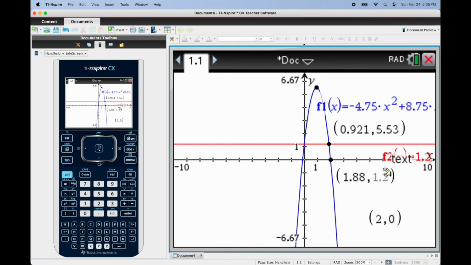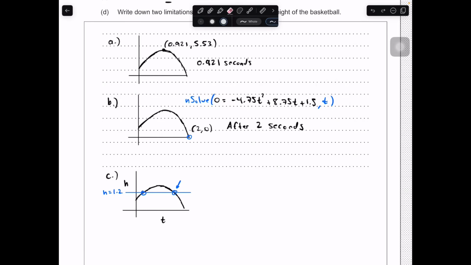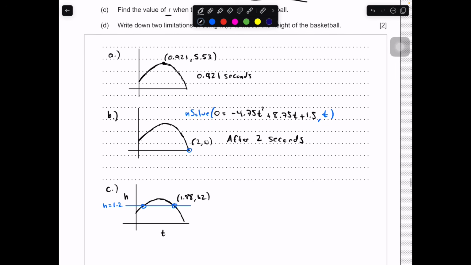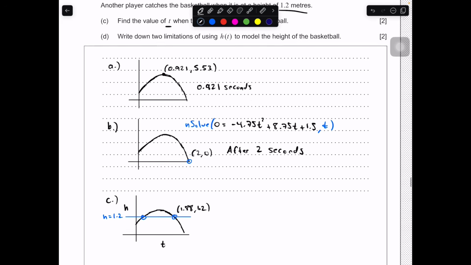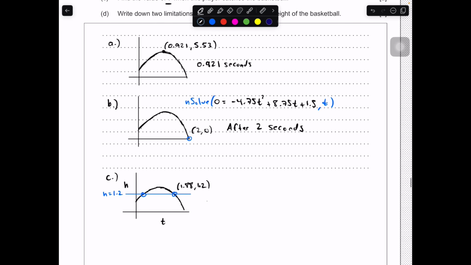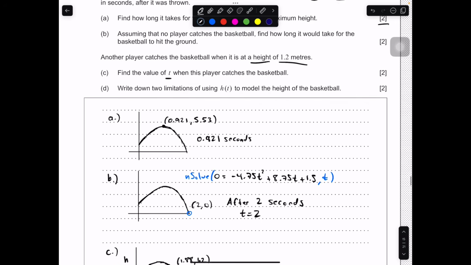So let's go back to the document and let's write that in. So we have a value 1.88 seconds. The basketball is 1.2 meters in the air. Okay. Find the value of t when this player catches the ball. T is equal to 1.88. You can write after 2 seconds, but all the same you can write t is equal to 2 for each of these questions as well.